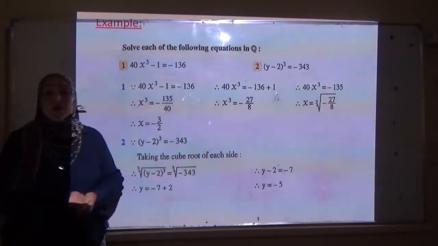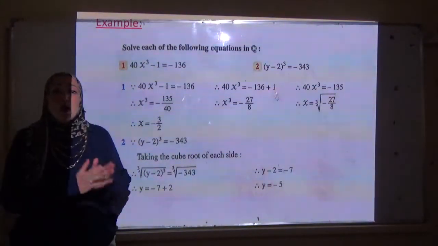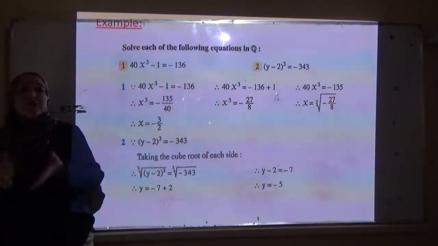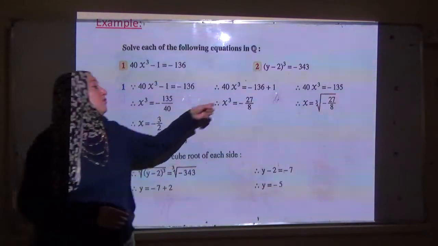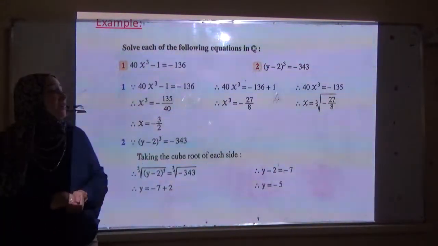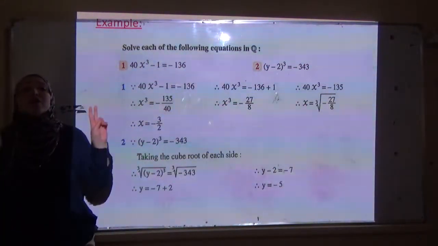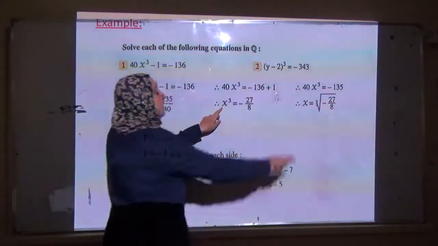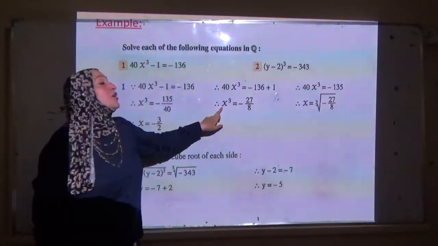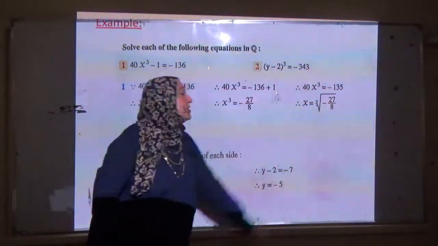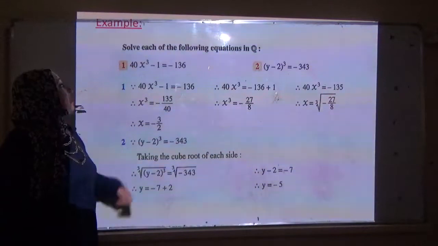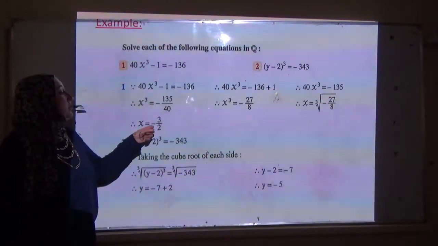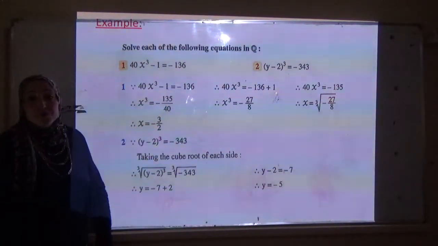This is x^3, but the solution asks about x, not x^3. To get rid of the power 3, we have to take the cube root of both sides. The cube root of x^3 equals x, and the cube root of negative 27 over 8. Then x equals negative 3 over 2.